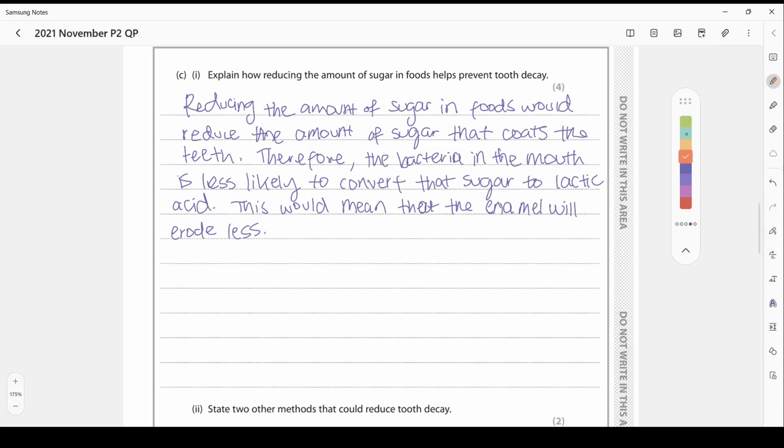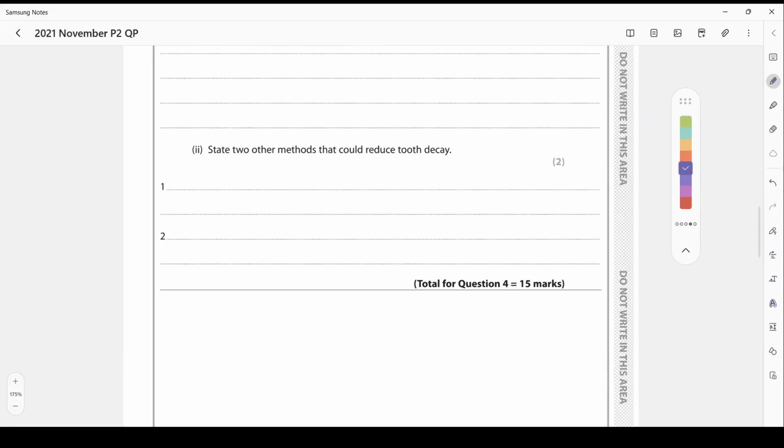Okay, let's go through the marks. So the mark says, okay, so sugar coats the teeth. That's one mark. Another one is bacteria will use that sugar, which is sort of implied here. Convert the sugar to lactic acid. That's a third mark. And then the enamel will erode, or the enamel will erode less if you have less sugar in foods.